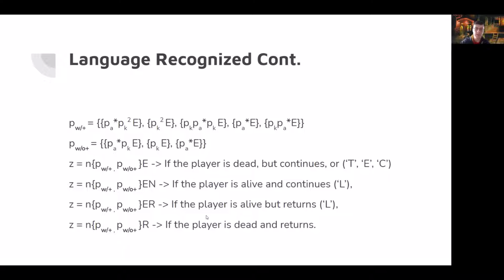And then if the player is alive but returns from a normal level, then it would be an R instead of an N. And then if the player is dead, we can just end off with an R and they choose to return. And then if we end off with an R here, then that'll be the last time we repeat Z.